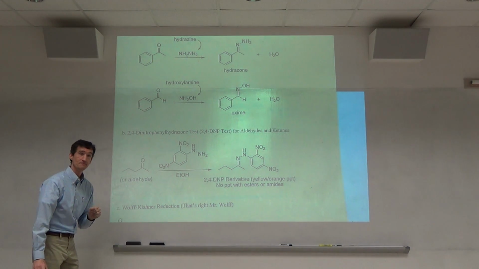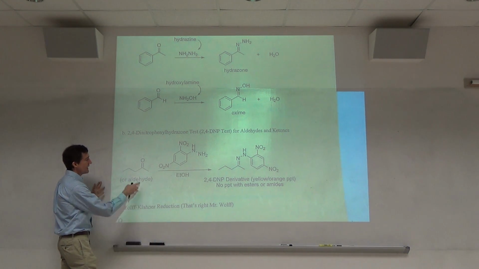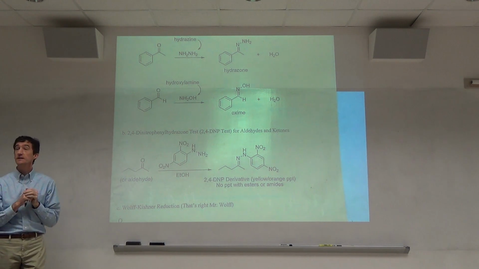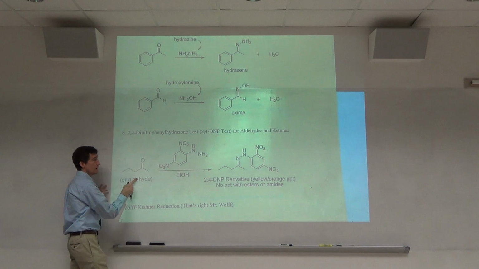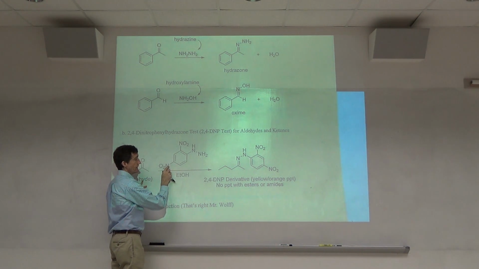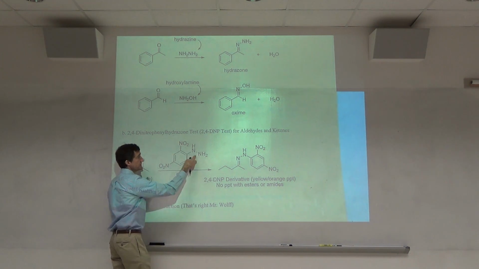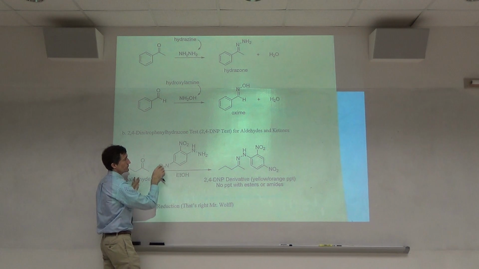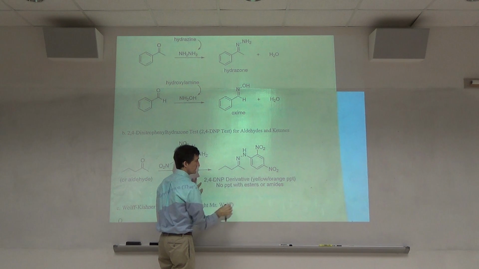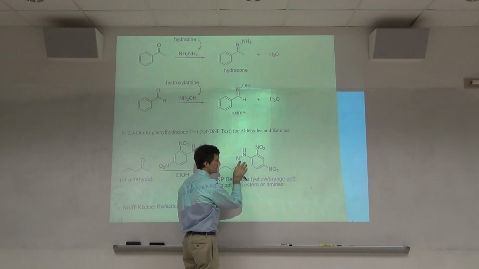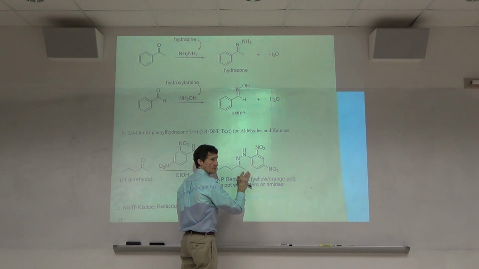What are these good for? They're good for something. This is a chemical test. Chemical test for aldehydes or ketones. You react an aldehyde or ketone with 2,4-DNP hydrazine, 2,4-dinitrophenyl hydrazine. You will get the hydrazone, but this hydrazone is usually always a yellow-orange precipitate because of these nitros and the big phenyl.